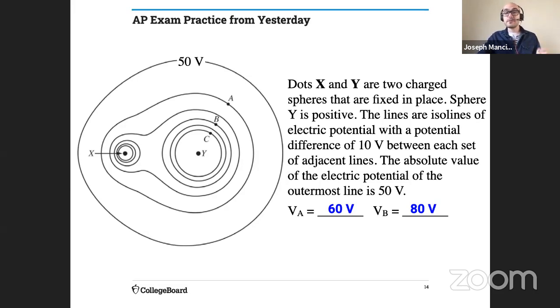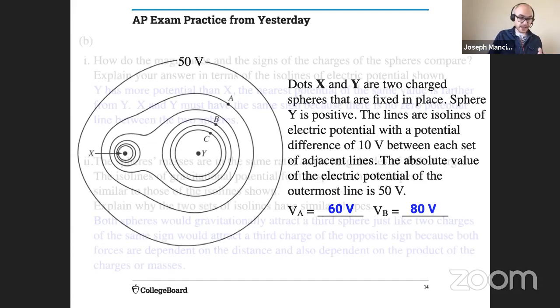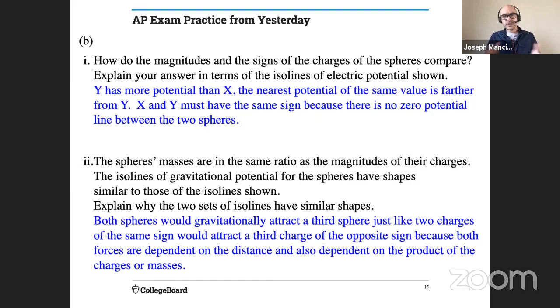All right, how do the magnitude of the signs of the charges compare? And explain why. Well, Y clearly has more potential than X. The nearest potential of the same value is farther away from Y. So points even closer to Y would have even more closely spaced equipotentials. And at some point, they just become silly to draw. We weren't going to do that.